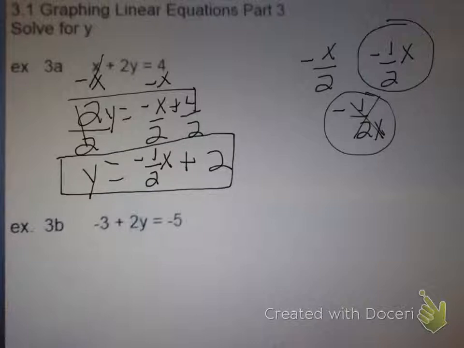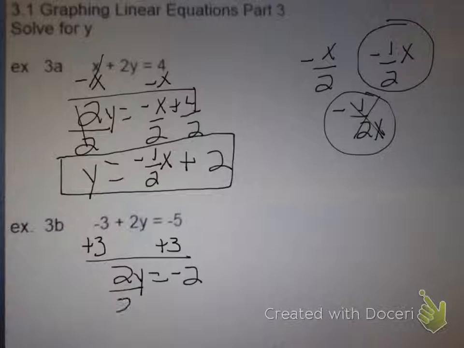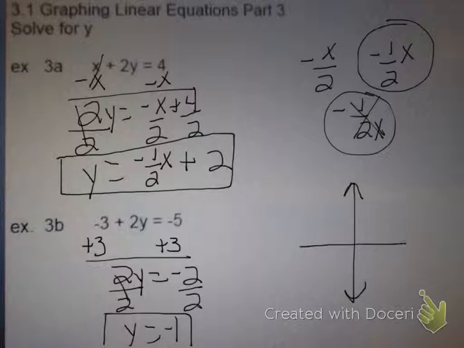Example 3b, negative 3 plus 2y is equal to negative 5. There is no x, so we're just going to solve for y. So we add 3 to both sides. We get 2y is equal to negative 5 plus 3, which is negative 2. Divide both sides by 2. So y is equal to negative 1. Now, if the question was graph this, that's one of those special graphs where it would be a horizontal line at y equals negative 1. They didn't ask you to graph this, but if they did, that's what it would look like. We would not need to make a table or anything like that.